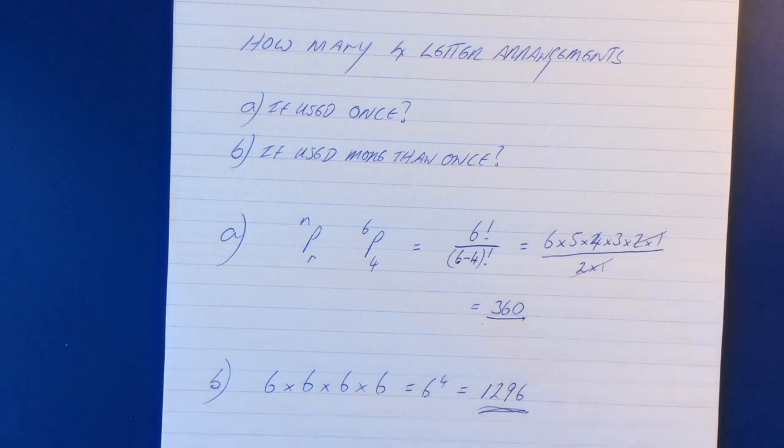And that's critical. That's really critical, understanding whether you're dealing with a combination or a permutation. Anyway, in this case we're dealing with a permutation, an arrangement.